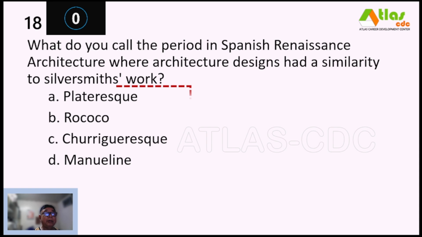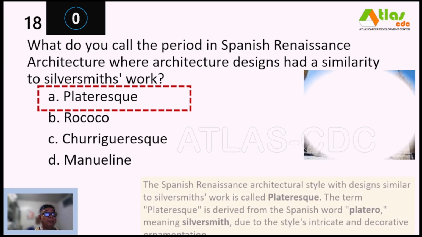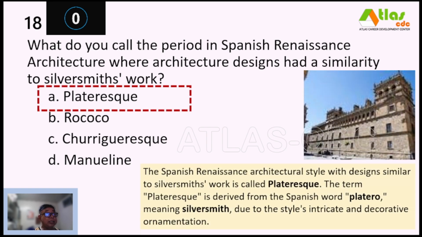And our correct answer is letter A, Plateresque. So the Spanish Renaissance architectural style with design similar to silversmith's work is called Plateresque. The term Plateresque is derived from the Spanish word platero, meaning silversmith, due to the style's intricate and decorative ornamentation.